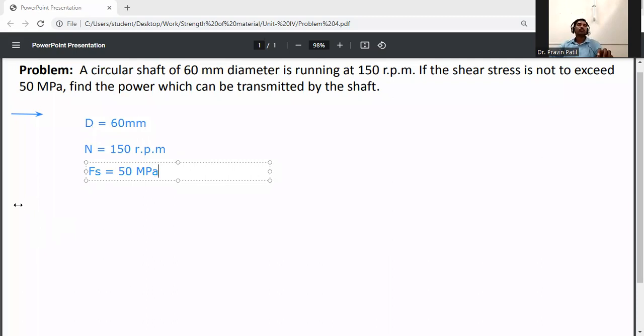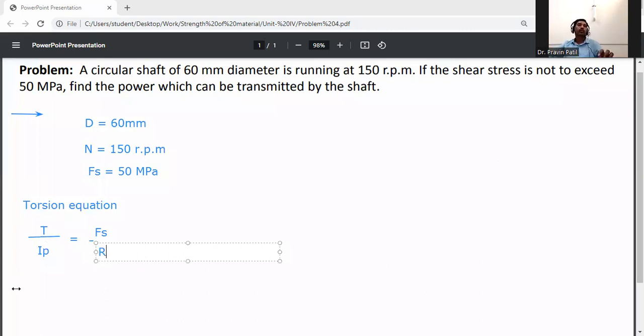First of all, we need to calculate the torque for that. As per the torsion equation, in the relation of shear stress, T divided by Ip, torque divided by polar moment of inertia, is equal to shear stress Fs divided by r. R is the radius. The radius in terms of d will be d by 2.